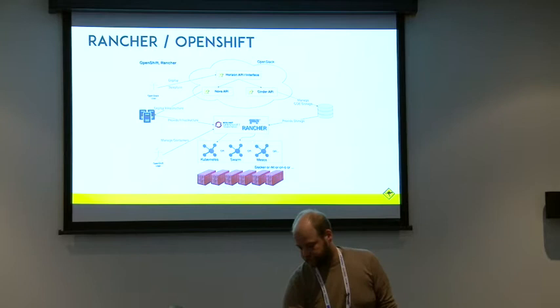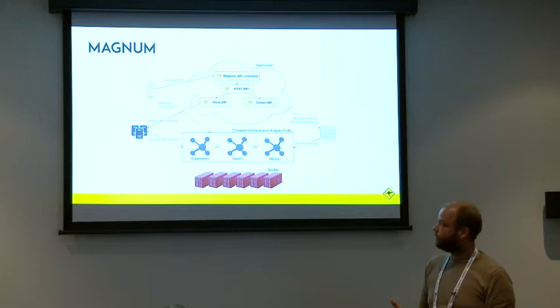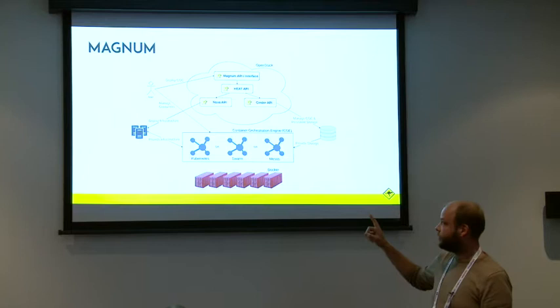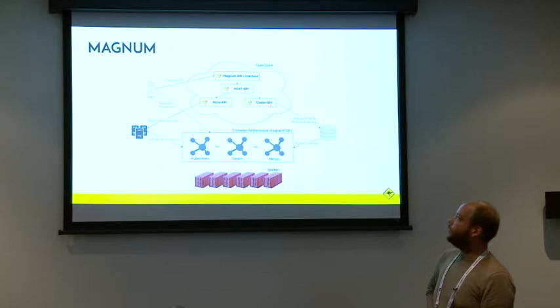Second approach, Magnum. This is the one that integrates with OpenStack more. Looks mostly similar, but here you have actually one single user who deploys the container orchestration engine. So you no longer need an OpenShift or a Rancher. You actually do that through Horizon. You talk to the Magnum API.